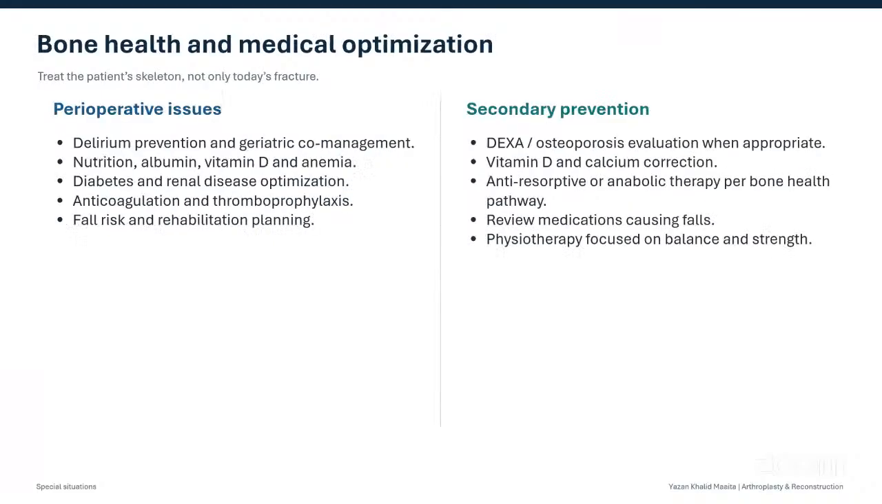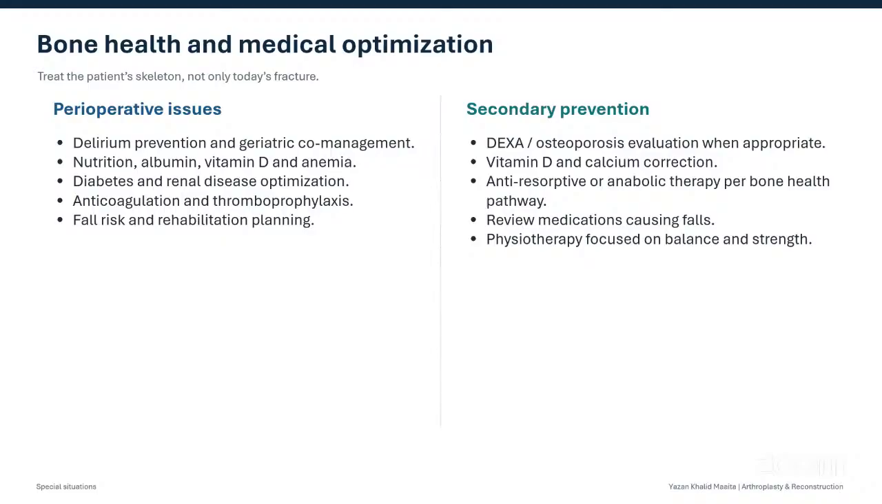When you are treating this kind of fracture, look at the bone health and optimize the patient, not just treat the fracture of today. The preoperative issues are delirium prevention and geriatric co-management with the medical team. You have to consult them: nutrition, albumin and vitamin D, anemia, diabetes and renal function. You have to check the coagulation profile and give prophylaxis.